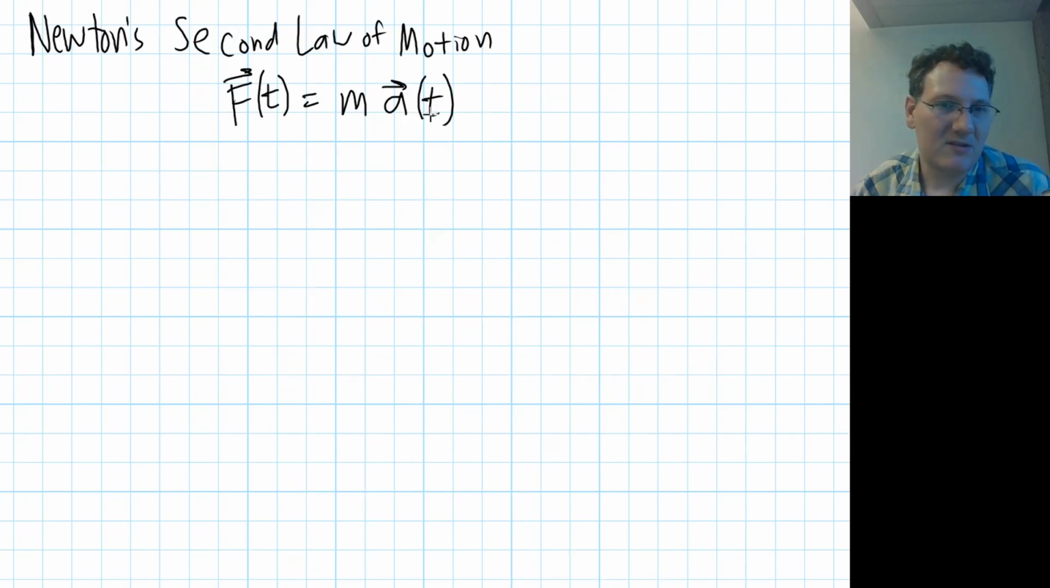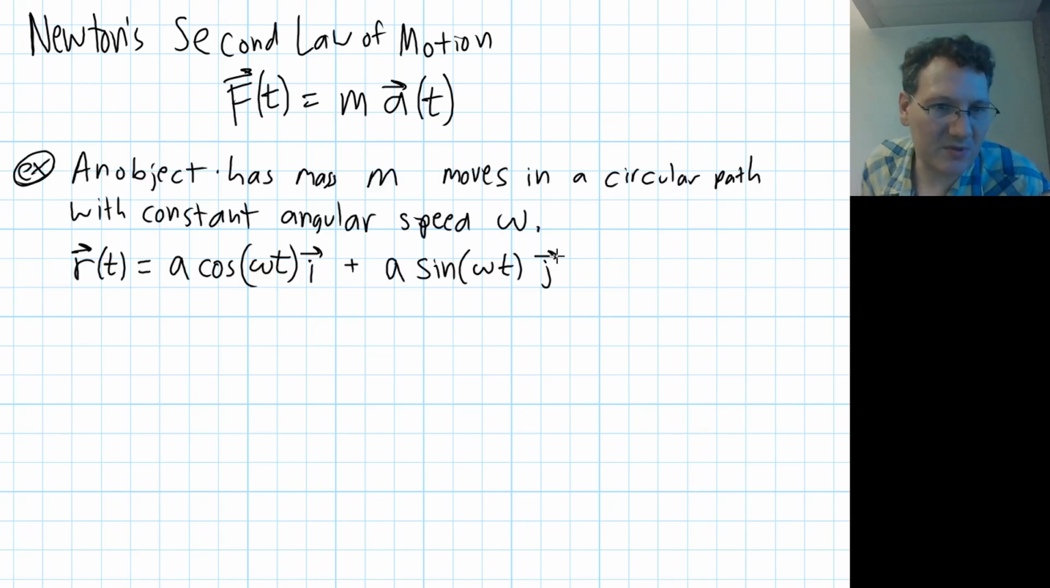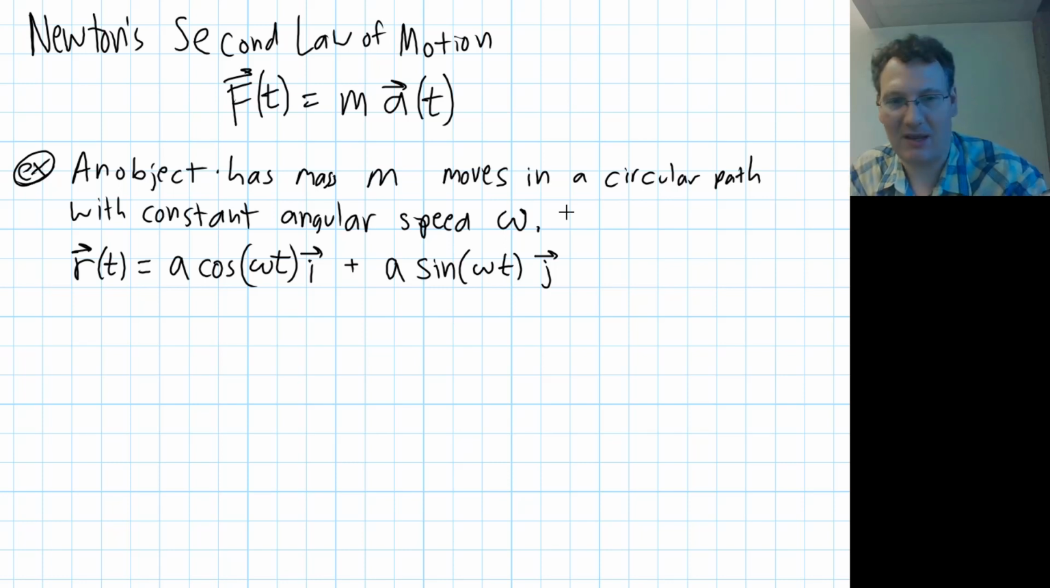So a little application of this. Newton's second law of motion says the force is mass times acceleration. Mass being a scalar, but acceleration being a vector, we'll have a force vector resulting from this law. So for example, suppose an object has mass m and it's moving in a circular path with constant angular speed omega. This is an omega, lowercase omega, not a little w. So this is the position function: r of t is a cosine omega t i plus a sine omega t j. And so I want to find the force vector.